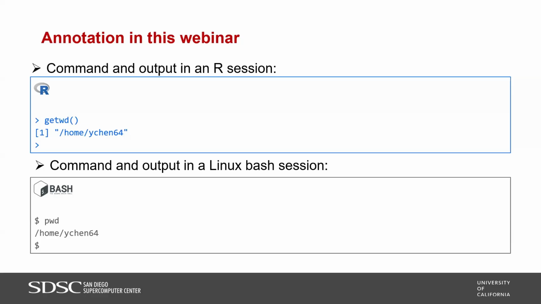For those R commands, I put them in a blue box with an R logo like this. And those command lines begin with the greater sign because that's unique to the R console. And for the Linux command, I put them in a gray box with the bash logo, and each command line begins with the dollar sign, which is also unique for running Linux command.